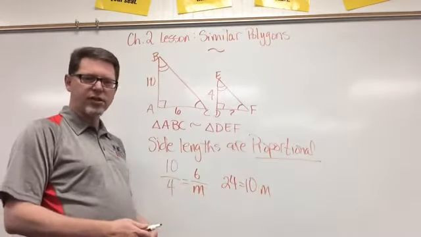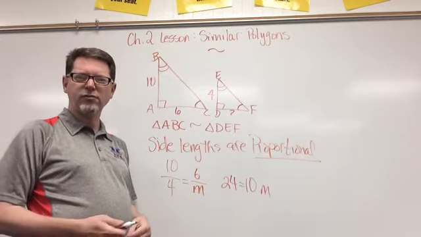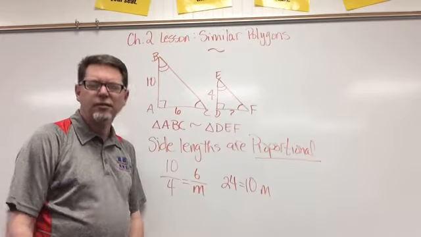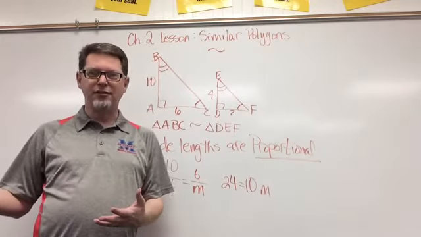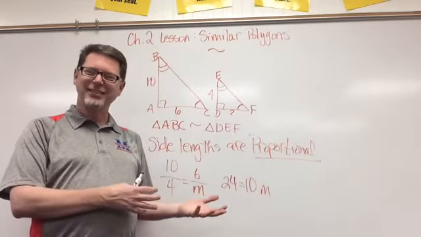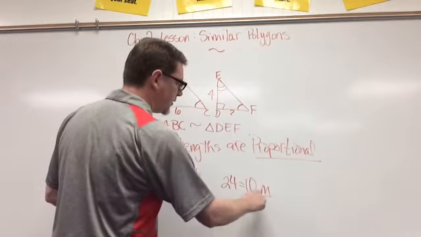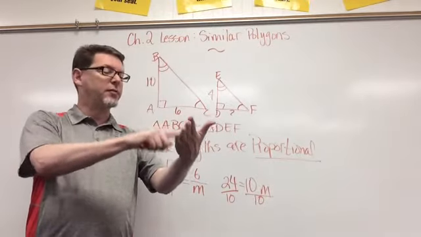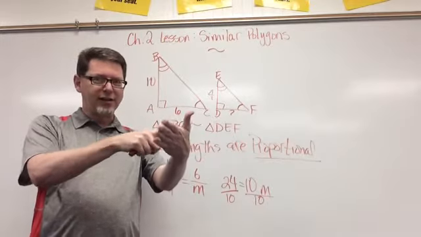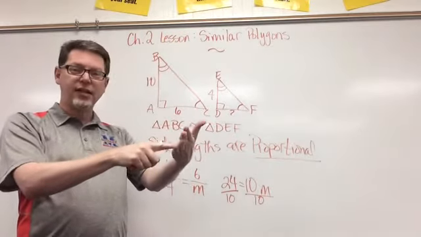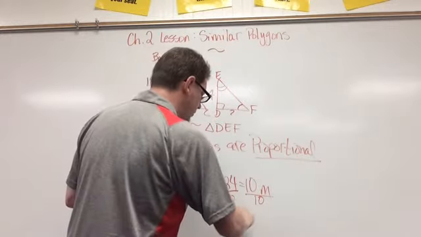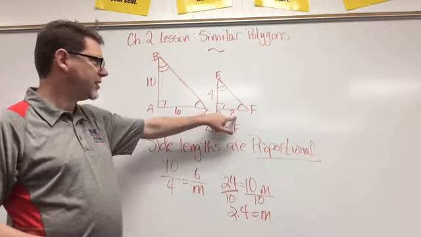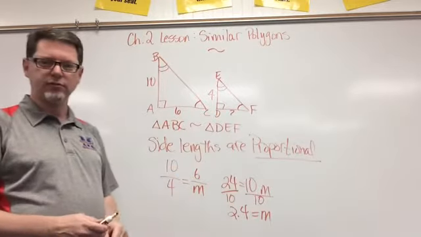Now, I have a one-step equation. I solve for M. Oh, we're doing equations again? Man, Mr. Goins, I thought we were done with equations. No, we're not. We're going to be doing equations for the rest of the year. That's why we needed to learn them. So now let's solve the equation. We're going to divide both sides by 10. And I get out my handy dandy calculator. 24 divided by 10 is 2.4. So 2.4 equals M. So I know that the measure of this side is 2.4.